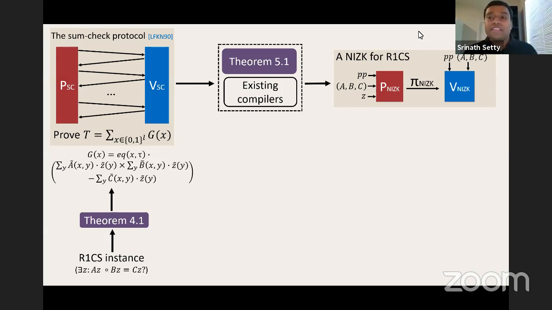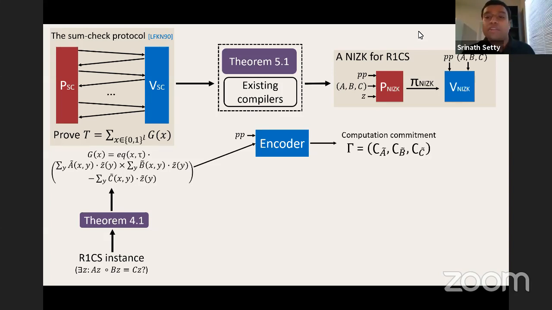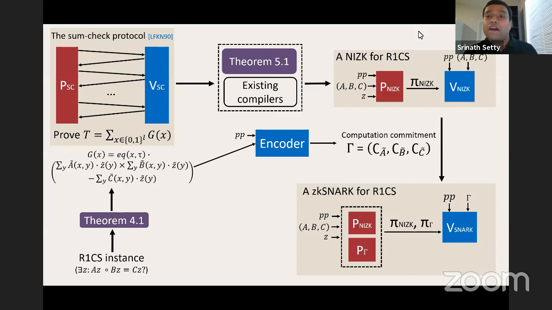But because the verifier reads the description of the circuit, the cost of the verifier is at least linear in the circuit size. So we design another algorithm that we call an encoder that treats the description of the circuit and outputs a computation commitment, which consists of commitments to three polynomials that describe the circuit. So we combine this computation commitment with our NIZK proof system to get a ZK snark, where instead of reading the description of the circuit, the verifier reads a computation commitment. The prover, in addition to producing a NIZK proof of satisfiability, also produces a proof of correct evaluation of the computation commitment, which we denote with pi gamma.